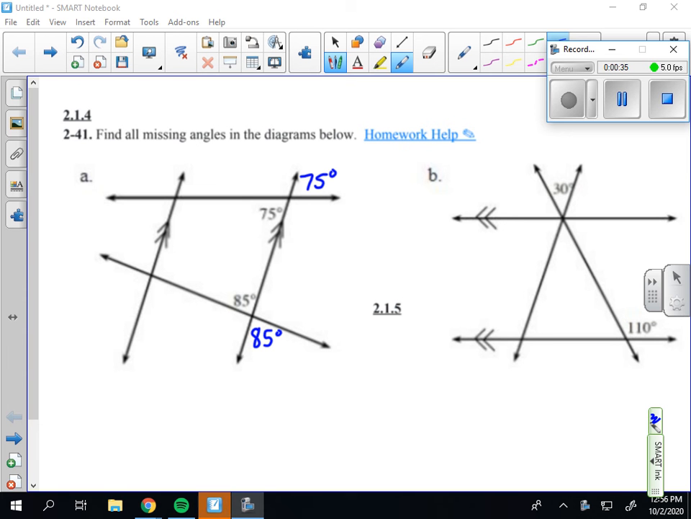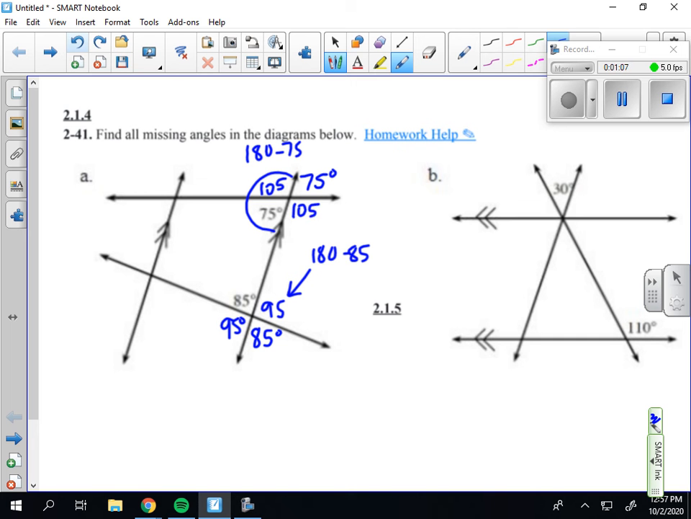So straight angles are two angles that make up a straight line. And to find that, I would do 180 minus 85. So I would get 95. And I could do the same math over here with this 85, or I could be like, oh, it's a vertical angle with 95, so that's also 95. Up here, 75 and that angle make a straight angle pair, so 180 minus 75 is 105. And then the vertical angle pair with that is 105.